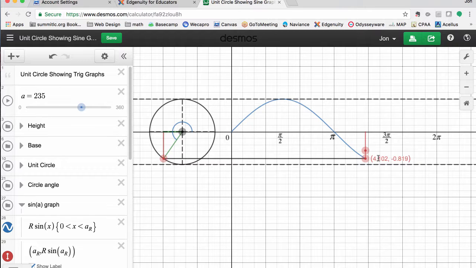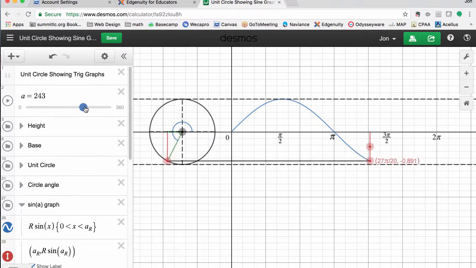We lost our, that must not be exact. Let's go to 225. There we go. 5 pi over 4 radians is right there. That's a 45-degree reference angle right there. There's my negative 0.707. That's negative square root of 2 over 2 because we're decreasing. Sine has a negative value in this quadrant. And so now my sine wave is going down.